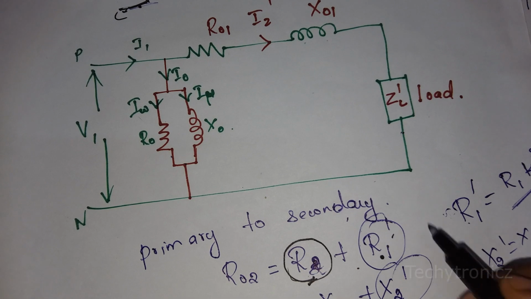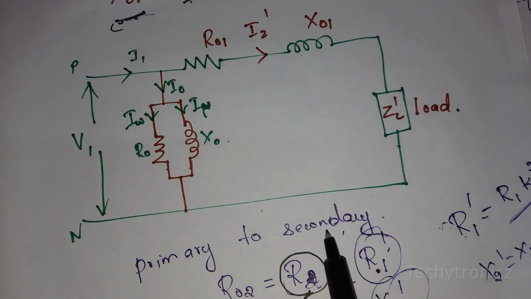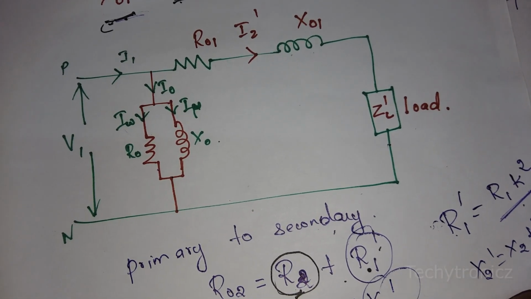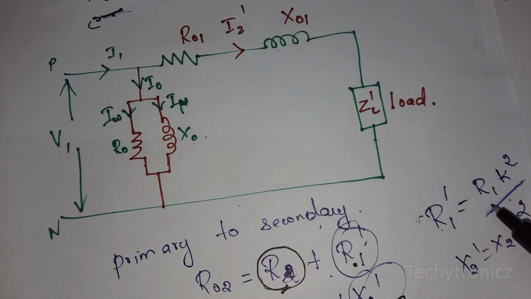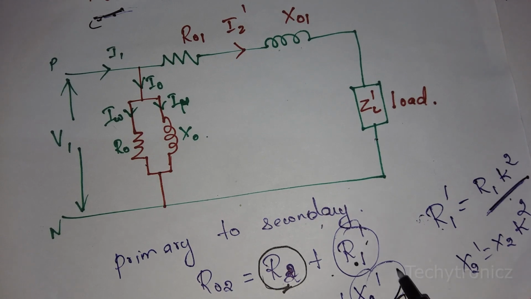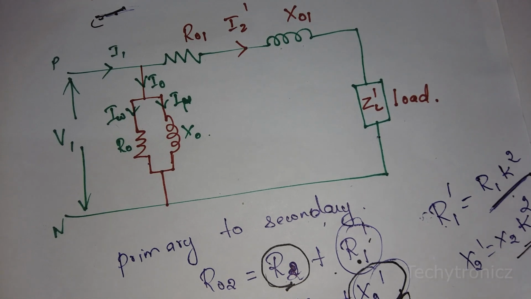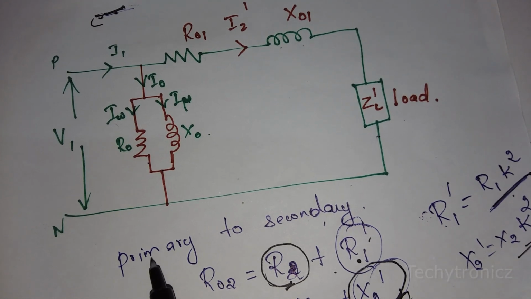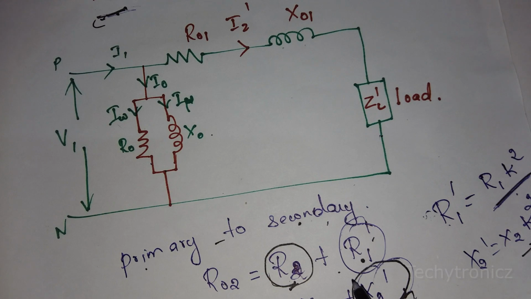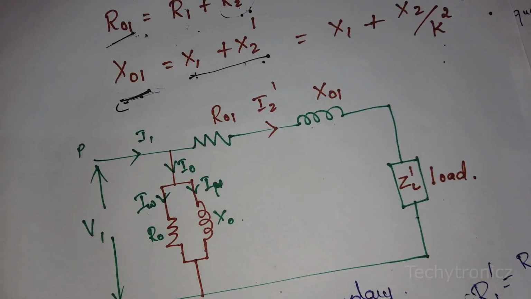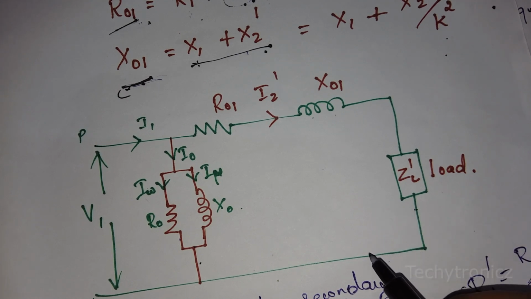What are R1 dash and X1 dash? If you want to transfer the component from primary to secondary, the resistance value and reactance value should be multiplied by K square. Therefore R1 dash is equal to R1 into K square, and X1 dash is equal to X1 into K square. These are the equations when we are transferring from primary to secondary. By these equations we can draw the simplified equivalent circuit. So this is the simplified equivalent circuit of the transformer. Hope you all can understand this topic. Thank you, students.